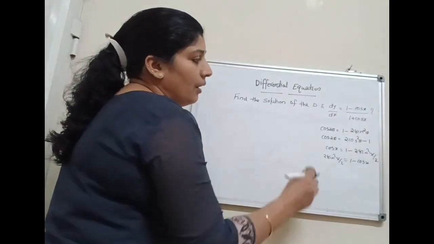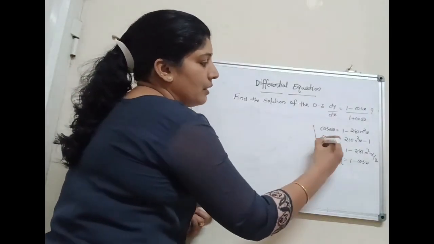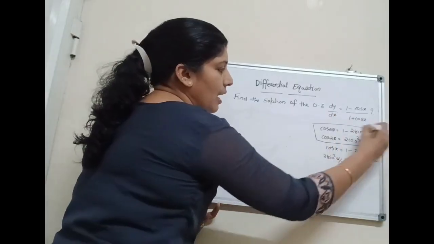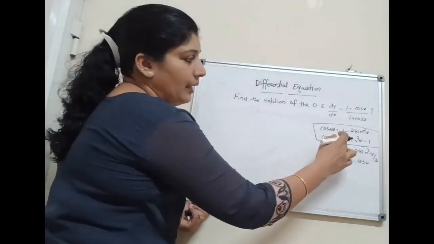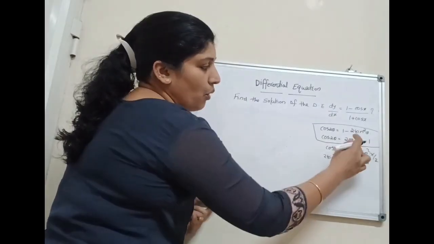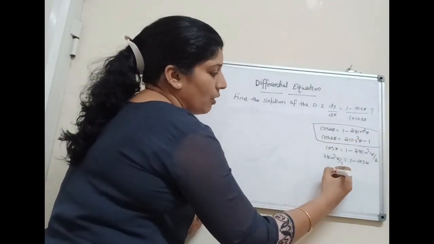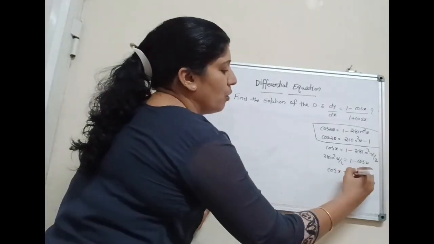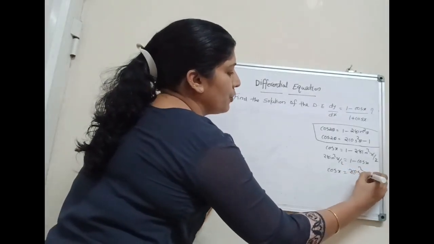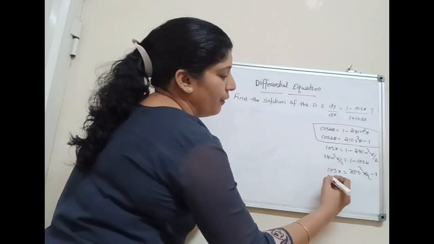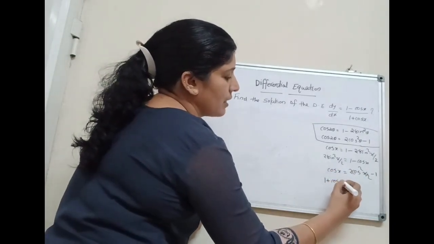Next, we know that cos 2 theta equal to what? Again, it can be expressed in terms of cos theta. That is 2 cos square theta minus 1. Take it as this one. Therefore, cos 2 theta equal to 2 cos square theta minus 1. Here, cos x equal to what? 2 cos square x by 2 minus 1. Next, minus 1 taken to this side. Therefore, 1 plus cos x equal to what?